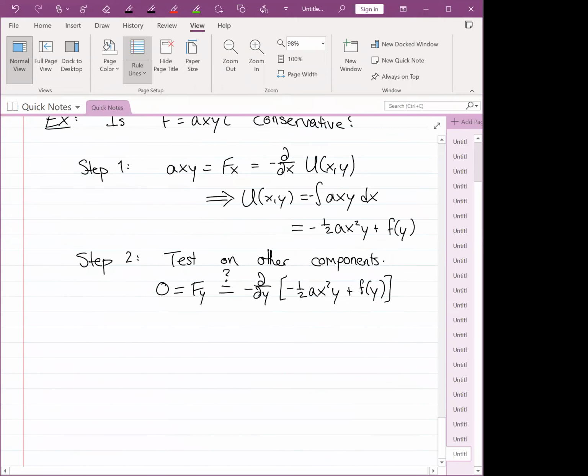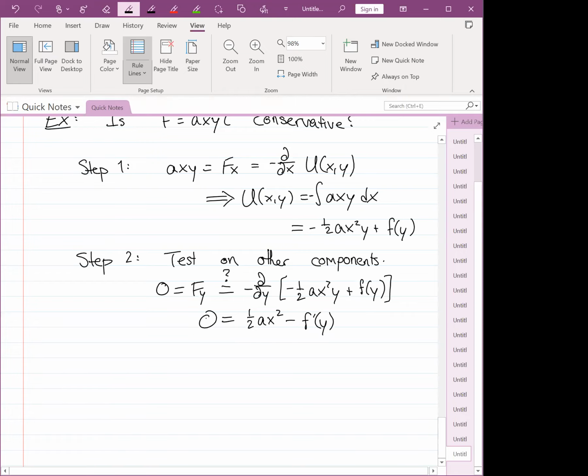So now we can just do this partial derivative. The first term looks like 1/2 AX squared. We're taking the partial derivative of this with respect to Y, so we treat X as if it's a constant. So this is just a number times Y, and the derivative of that is just the number. We have an overall minus sign, so that cancels out. And then we have a partial derivative of a function that just depends on Y, so that's just a normal derivative. This is minus F prime of Y, and this is supposed to be equal to 0.